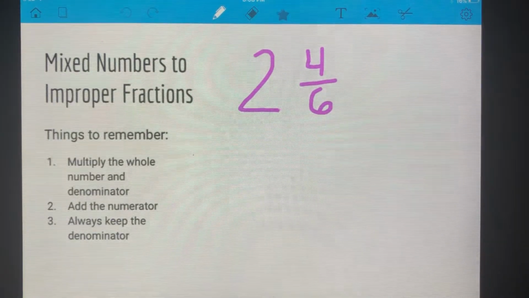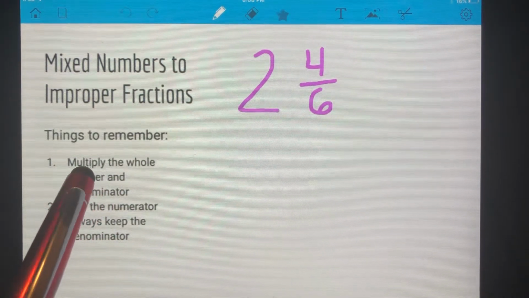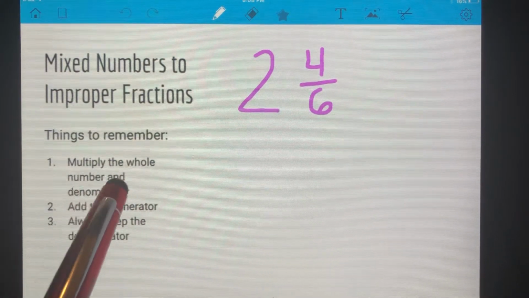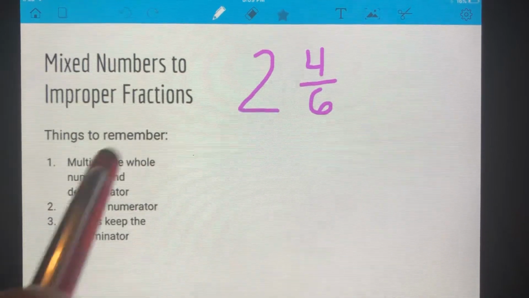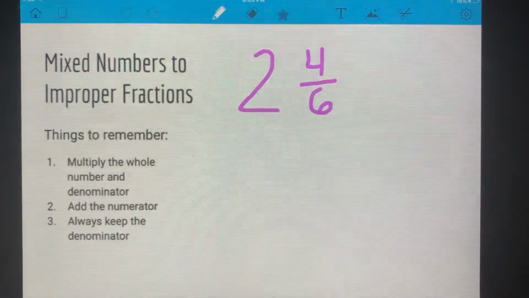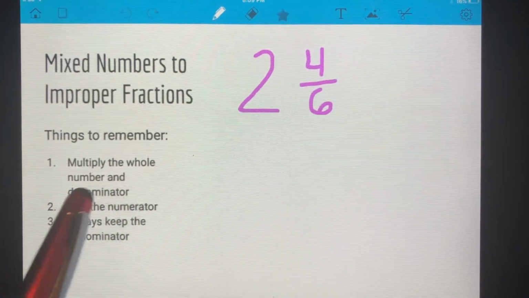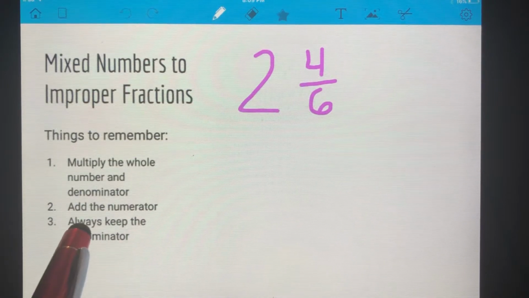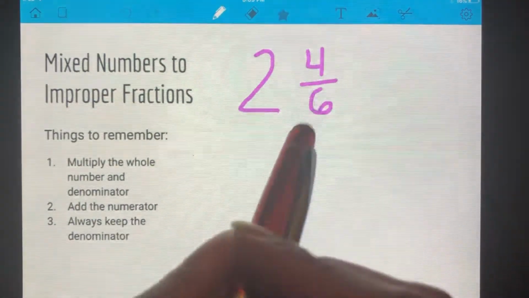Now, mixed numbers to improper fractions. This was the next thing we learned. Things to remember over here. Multiply the whole number and the denominator. So remember, this is the whole number, the big number right here. The denominator is the bottom number, and the numerator is the top number. So we multiply the whole number and the denominator. We add the numerator, and then we always keep the denominator. Okay? So let's go ahead and do that.